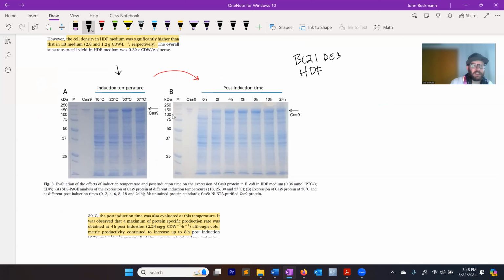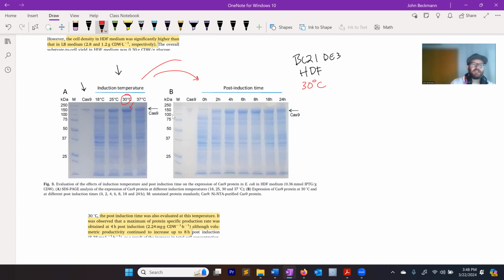Okay, so these are just standard SDS-PAGE gels. Here's a control that shows you where Cas9 is. So just look at this and tell me which one of these temperatures is best. After they induce, they keep it at a certain temperature. Which of these inductions is the best? 30, because it has the most robust expression of Cas9. So then you know the best induction temperature is 30 degrees Celsius.